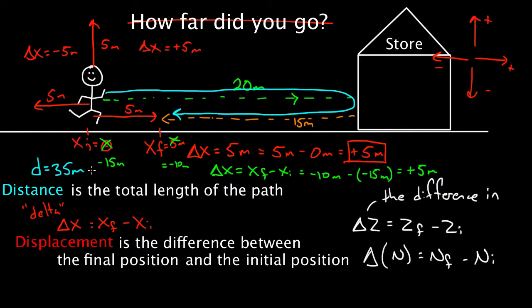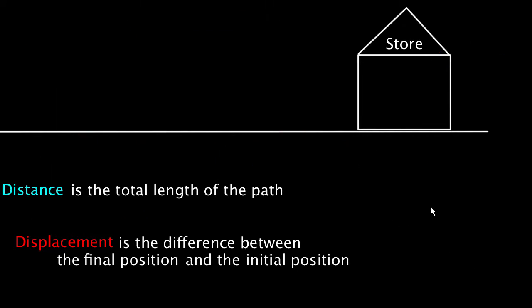Makes sense? Easy, right? Kind of. This gets a little trickier. You know why? Let me get rid of all of that. This is tricky because these are two different things. Displacement, notice, you had to be careful. If you got that order wrong, this could be positive or negative.